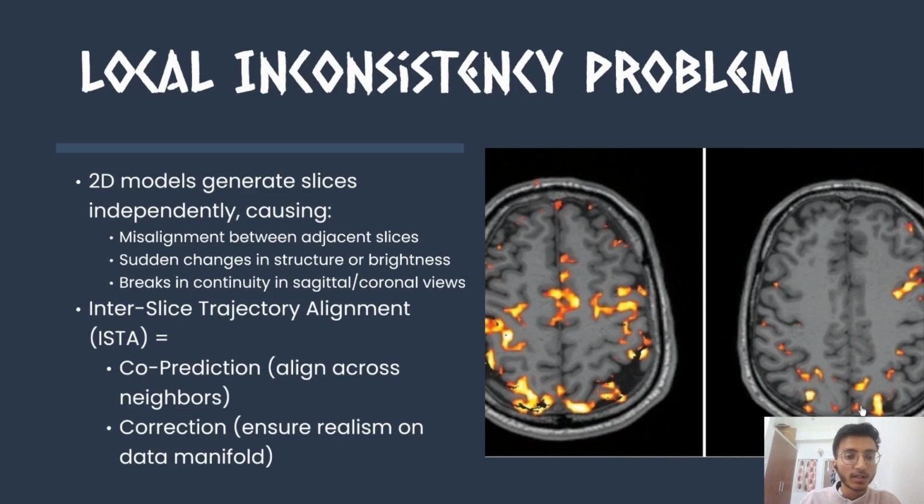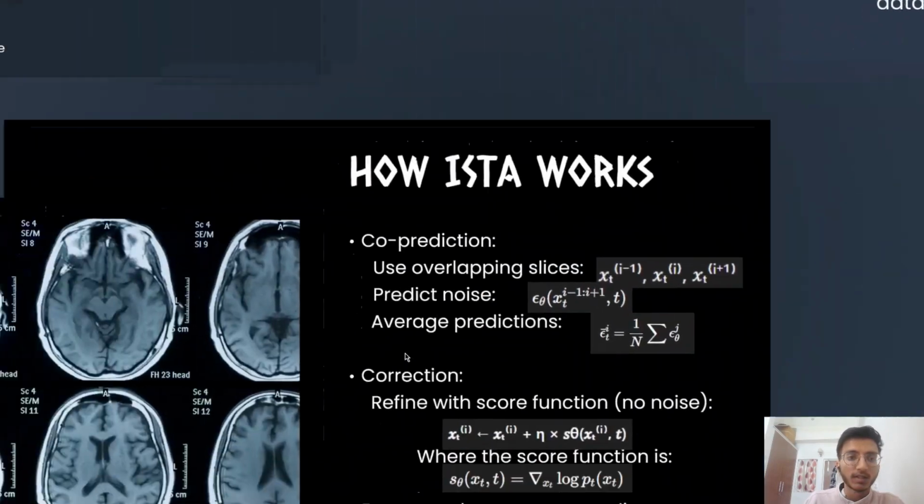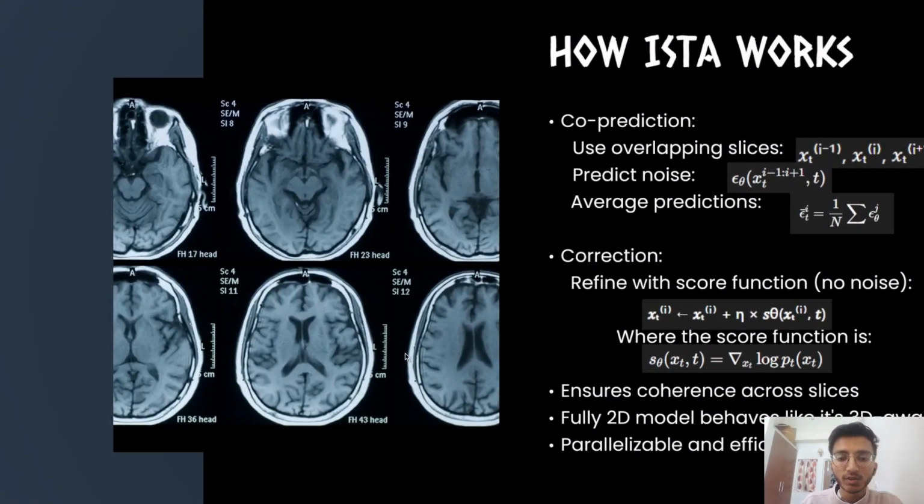To address this, the authors introduce ISTA, which is Inter-Slice Trajectory Alignment. It's a mechanism with two main components: co-prediction, which encourages smooth transitions across slices, and correction, which ensures that predictions remain medically valid and realistic. ISTA ensures that even though the model operates purely in 2D, the outputs are 3D consistent. Now, let's break down the key idea behind ISTA step by step.